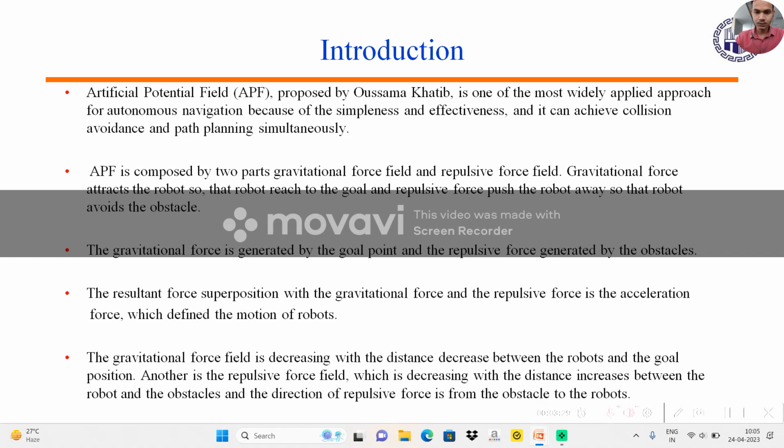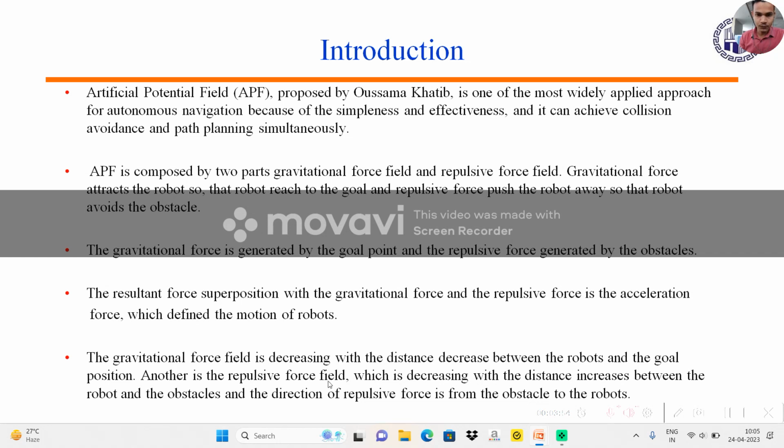So logically, if the robot is far away from the goal, the force of attraction will be more so that it continuously moves to the goal state, and if it reaches the goal state, the force of attraction will be zero so that it will stop at the goal state and not move further.